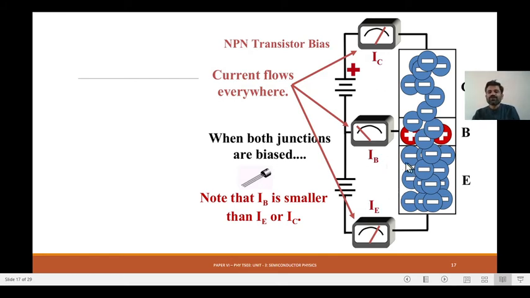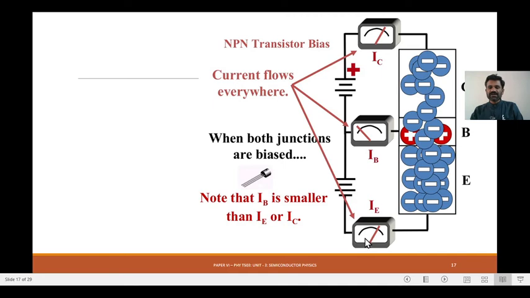Coming to the other loop, or the other junction. What is that junction? The base emitter junction. Across this base emitter junction, the positive region has been connected to the positive of a battery, and the negative region of the transistor is connected to the negative of a battery. This junction is said to be under forward biased condition. Because of forward biasing, the depletion width is very small, and a huge amount of current will flow. That means whatever current is coming from the emitter, all that current will flow through the collector region. So this will be very less and this will be very huge.